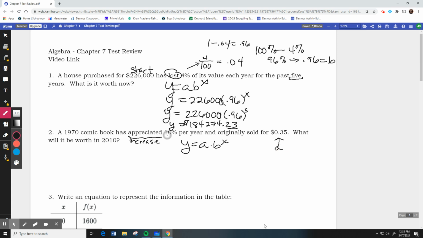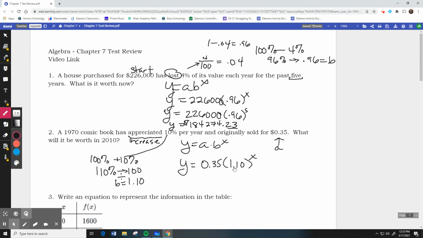And it increases by 10%. So if it increases by 10%, it's like you had 100% of the value, plus you added 10% of the value. So now it's worth 110% of what it was before. And then if I divide that by 100, it becomes 1.10. That's my B value. That's my multiplier. So my equation would be the 35 cents times the 1.10 to the x power. So that's my general equation.